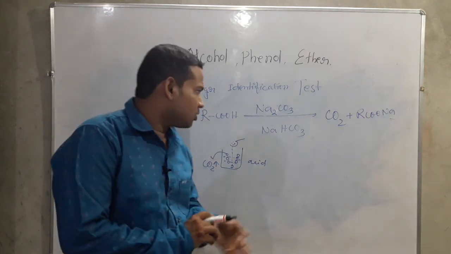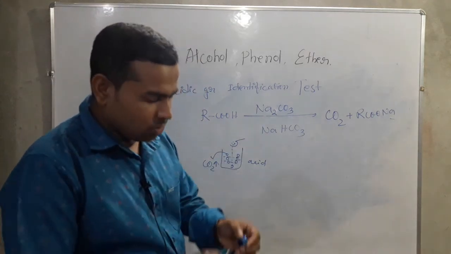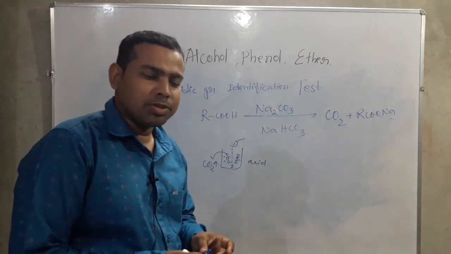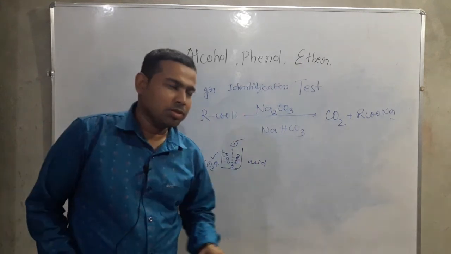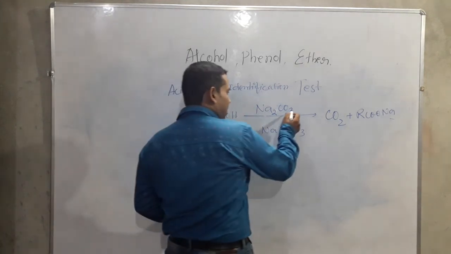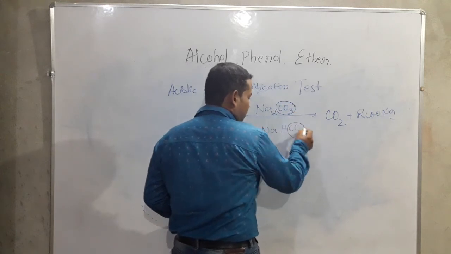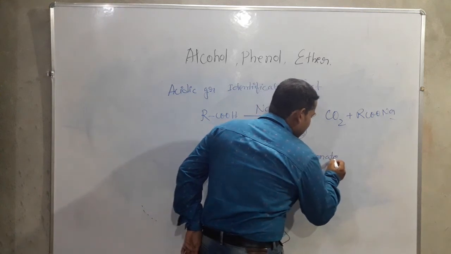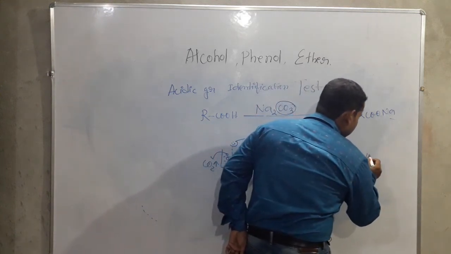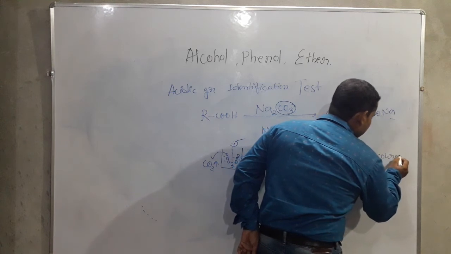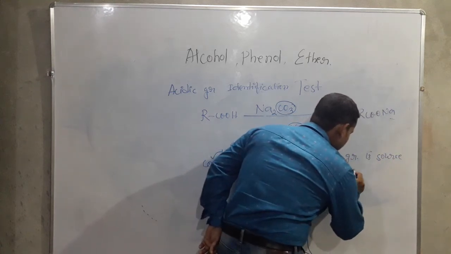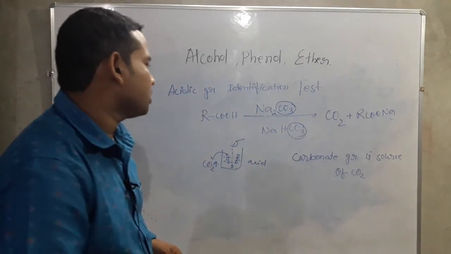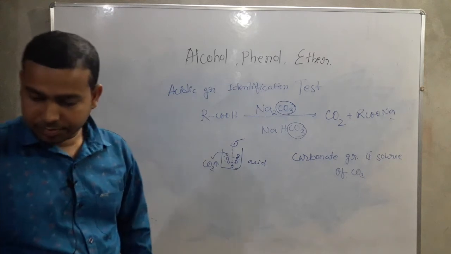So sometimes in exams it is also asked what is the source of CO2, is the acid group a source of CO2 or is the carbonate a source of CO2. So which one is the source of CO2? Source of CO2 is the carbonate group. So carbonate group is a source of CO2. Clear people? So carbonate group is a source of CO2. Clear? Next.